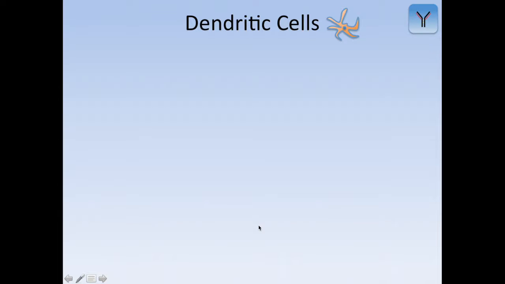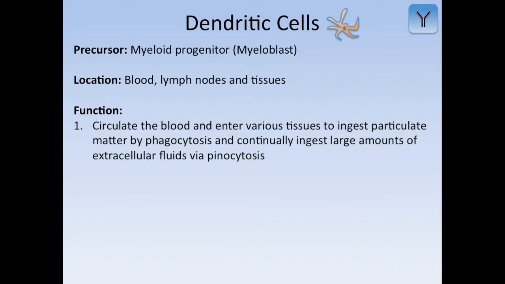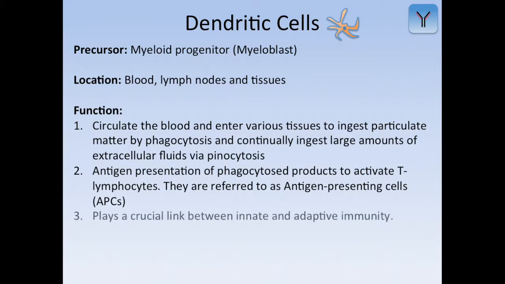And of course, we have dendritic cells. This is one of the most interesting and most complicated types of cell lines out there for the innate and adaptive immunity. The precursors are the myeloid progenitors, so we call them myeloblasts. What we have here is that the myeloblasts exist in the blood, lymph nodes, and tissues.